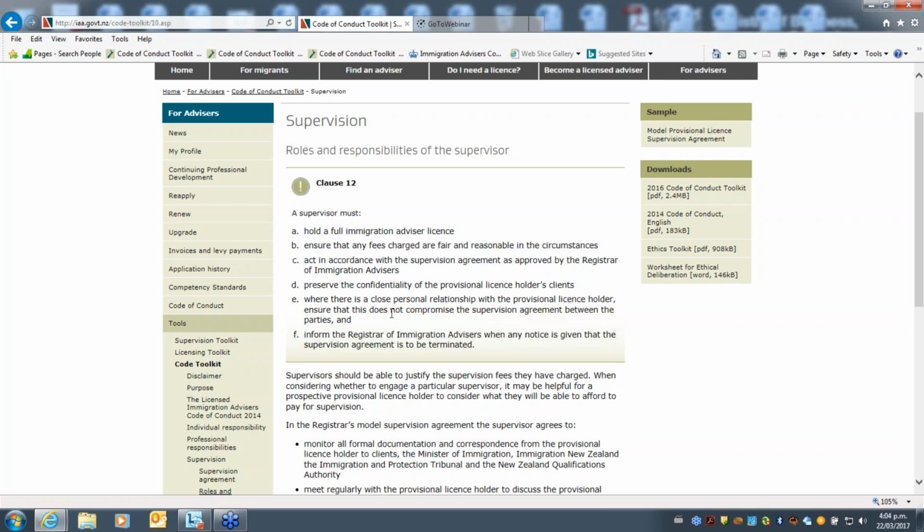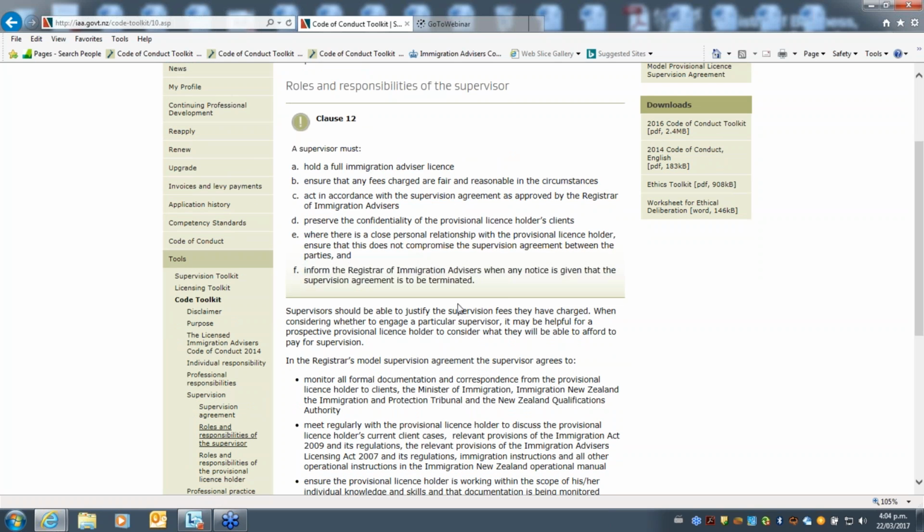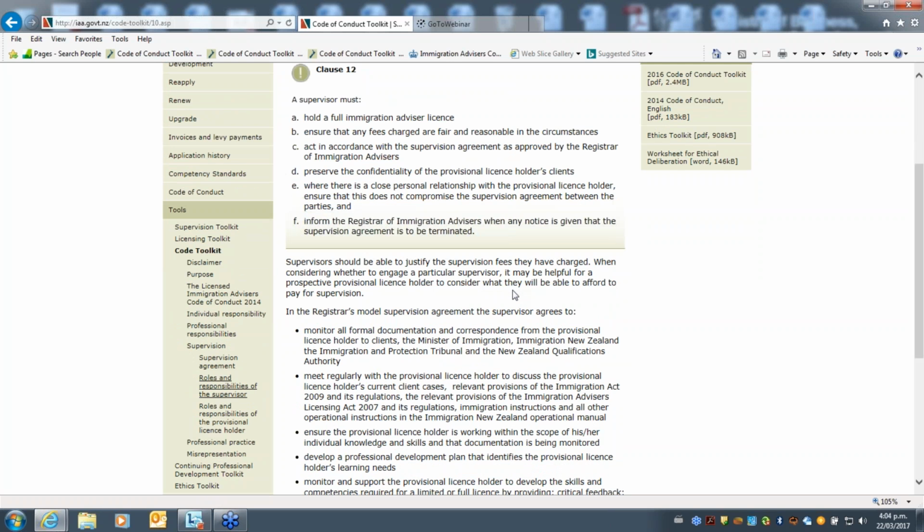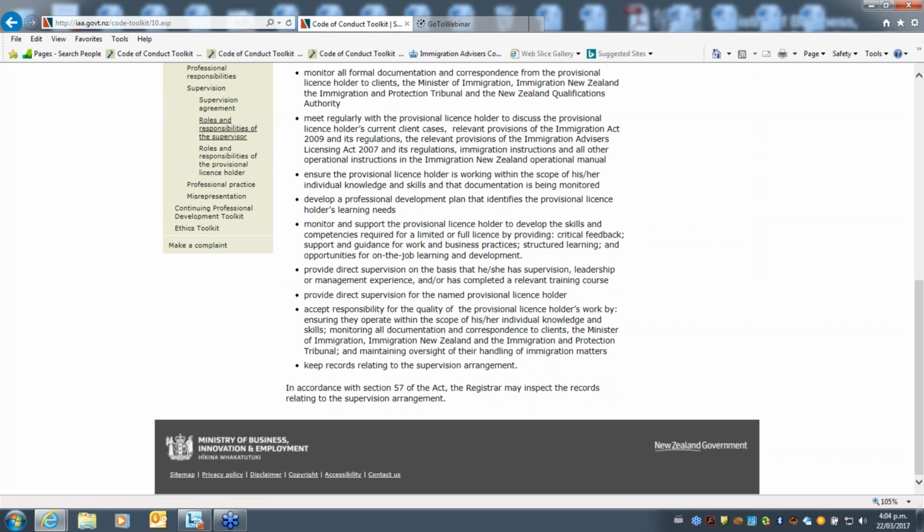And if there is a close personal relationship between the provisional license holder and the supervisor, make sure that this doesn't compromise the supervision agreement and that it is a professional arrangement. And you also need to inform us if the supervision agreement is going to be terminated. So there is a little bit more information in the toolkit on this here.